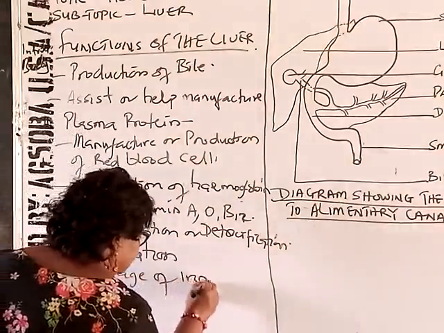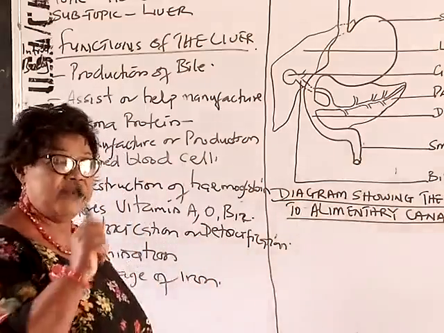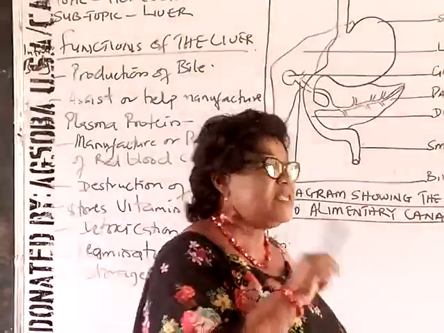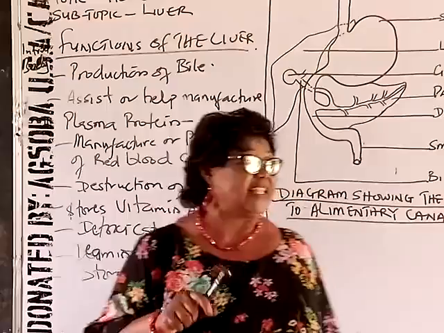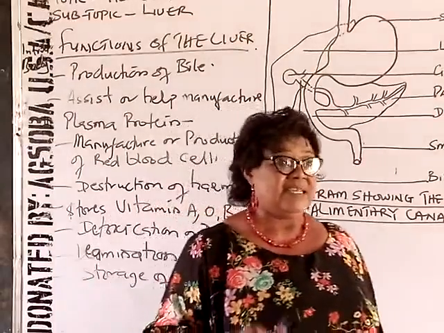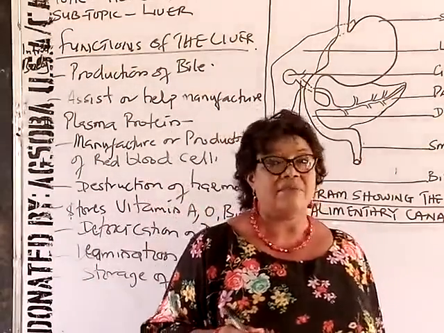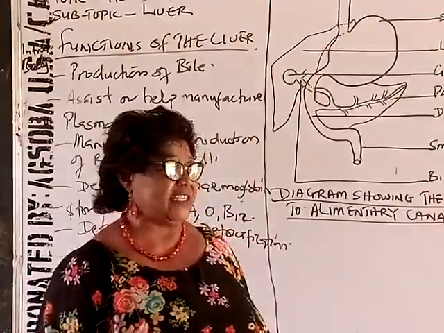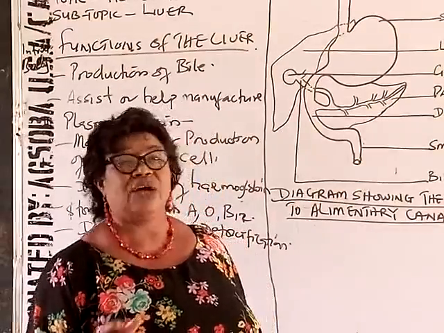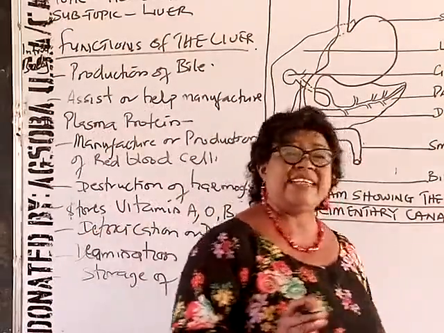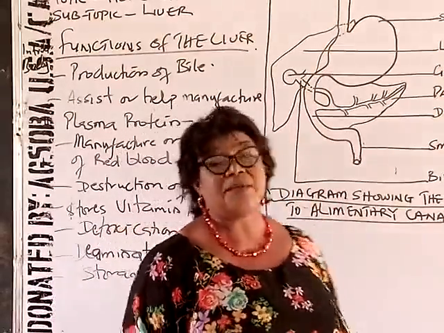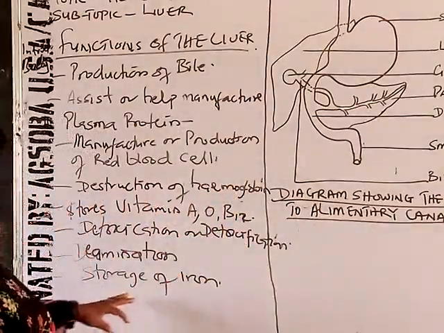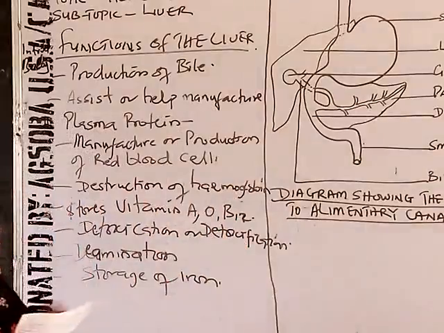Storage of iron. Now, remember when I was talking about hemoglobin, the breakdown of hemoglobin, we told ourselves that the excess of it is being broken down by the liver, converting it into two things, bilirubin and ferritin. Ferritin is an iron, and that one goes back to be stored inside the liver, which is involved in the production of the red blood cell. So this is how the liver is involved in the production or storage of iron.